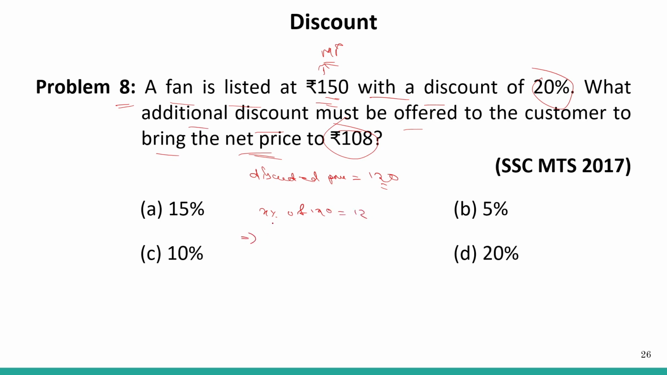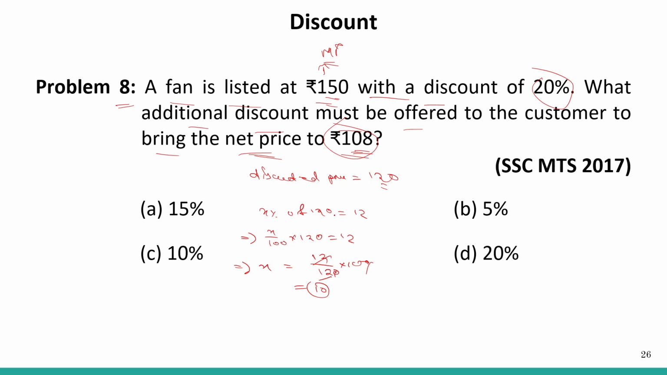So this implies what? So this will be x by 100 into 120 is equal to 12. This is what we are given. So x is equal to 12 by 120 into 100 is equal to, cancelling a 0, what we are left with is 10. So x must be 10%. Okay, so if we give 10% over the 20% discount, then the net price comes down to 108 rupees.